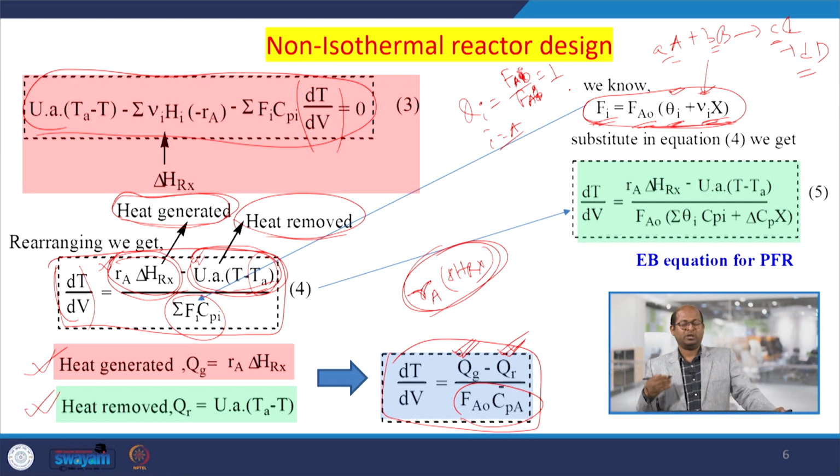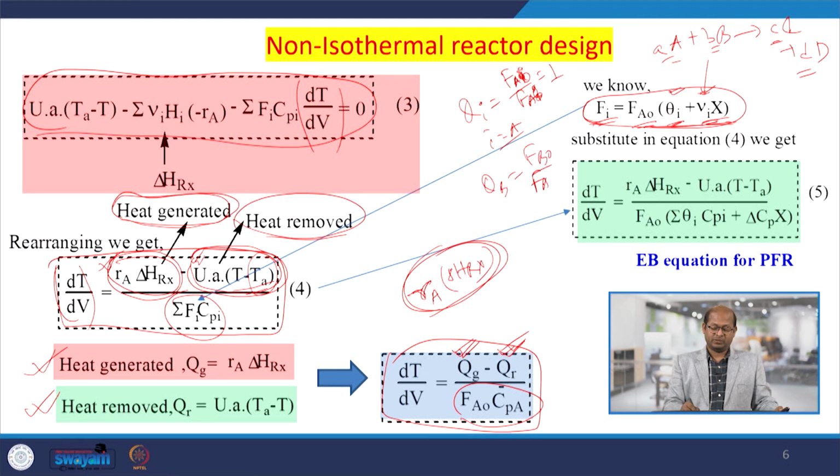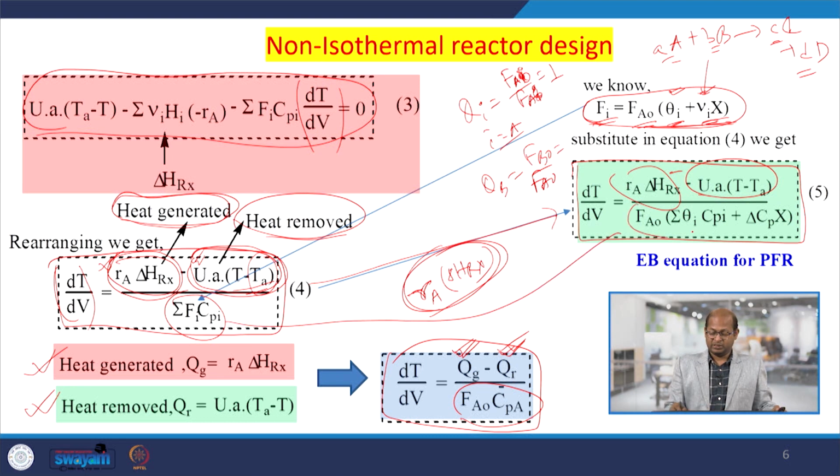So, if component B, it would be f B naught by f A naught. This way we can find out. We have discussed this, so I am not going into details on that. So, you know it. Now this equation we can write this way, equation 5. This is the left hand side part and this is the right hand side part, and we can expand this in terms of heat capacity changes or whatever.